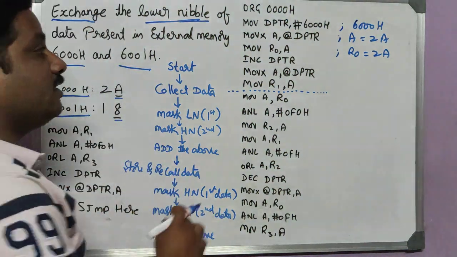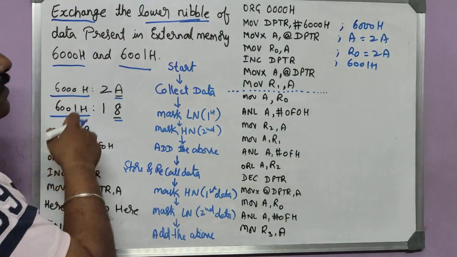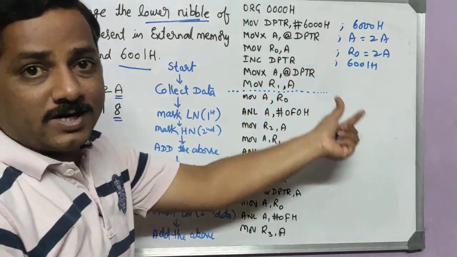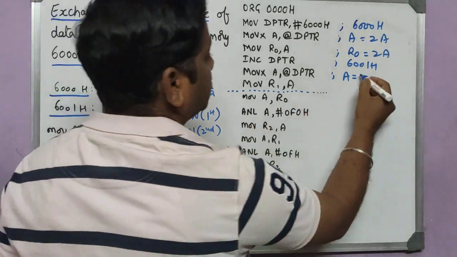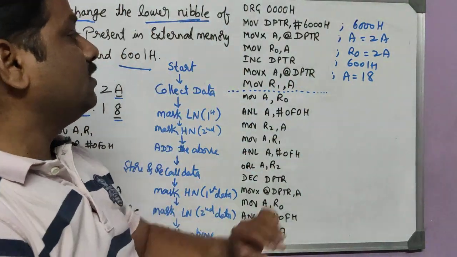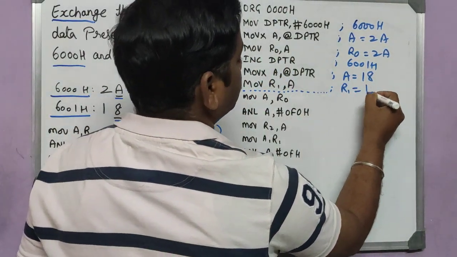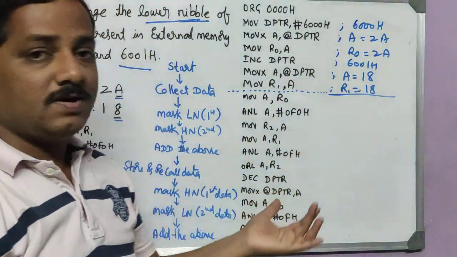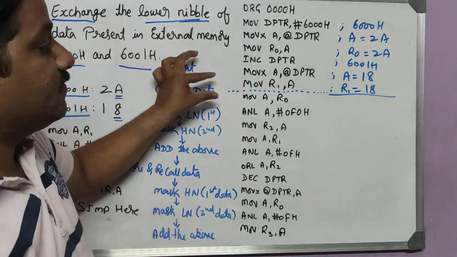Then again increment DPTR. So DPTR will be pointing towards 6001H. That is the second address where you have another data, and take that data into accumulator. So MOVX A, @DPTR. This will give that content into accumulator. So what was that content? That is 18. So we get second data, we got it in A, accumulator. Again store this temporarily somewhere at R1 because we need it later. So at R1 we'll get 18. We got that second data in R1, first data in R0. Okay, now this collection of data is over.